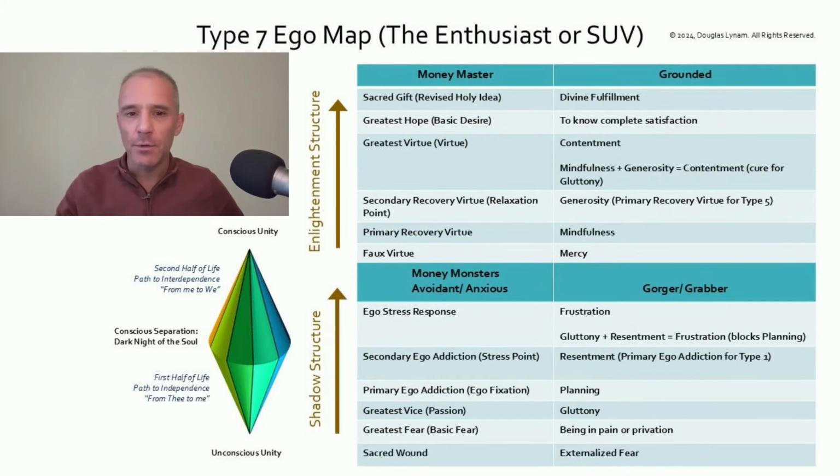Now looking at type 7, the enthusiast or the SUV. Their faux virtue is going to be mercy. Now, mercy is a good virtue. Again, all of these are, but when a 7 practices it in an unhealthy way, it means they're being too merciful to themselves, to their gluttony, to their self-indulgent desires, that need for more and more and more, that FOMO, that fear of missing out, that's got them planning always for the future. When they overindulge, they can justify a wild shopping spree or a wild party faster than you can say rehab and credit card debt. So be careful if you're a 7 of being a little too forgiving of your vices.